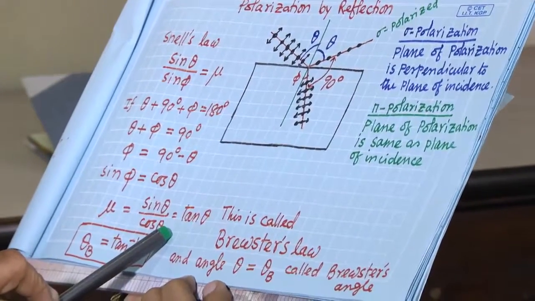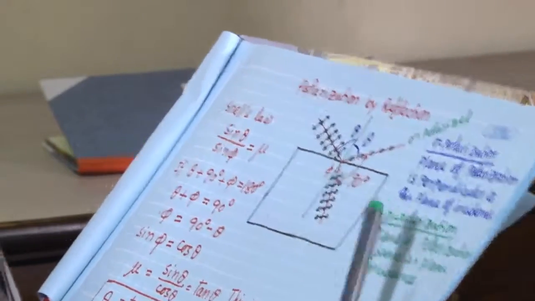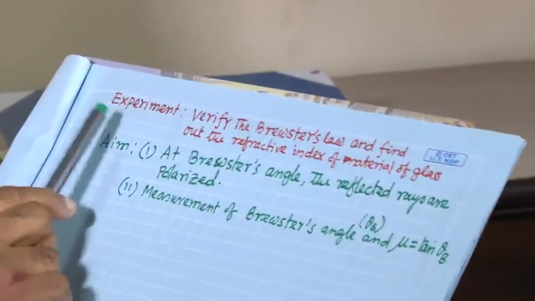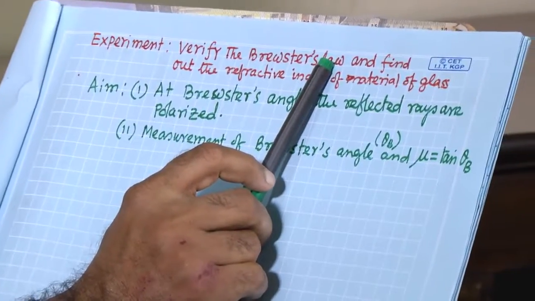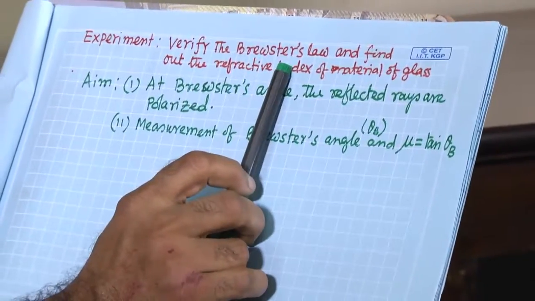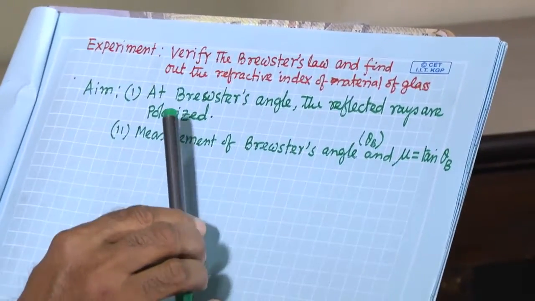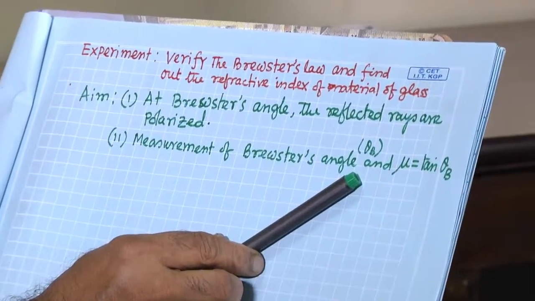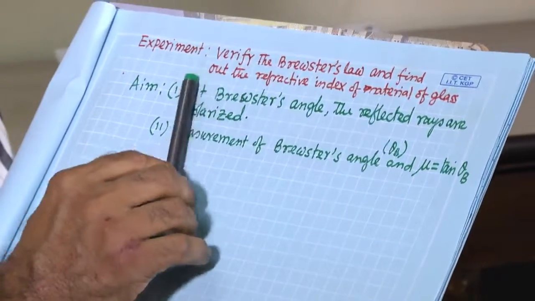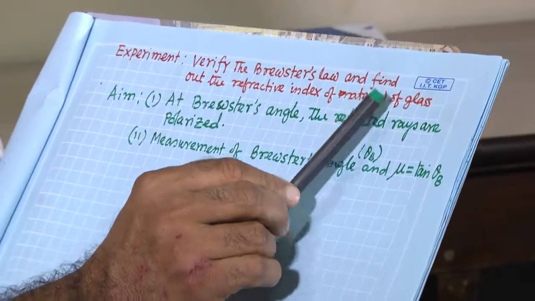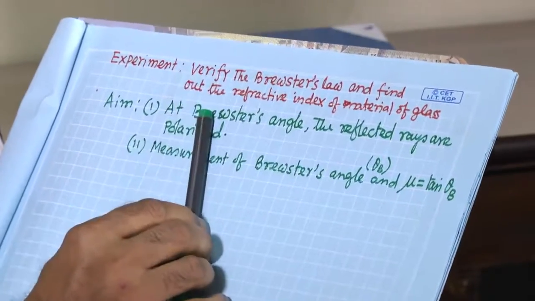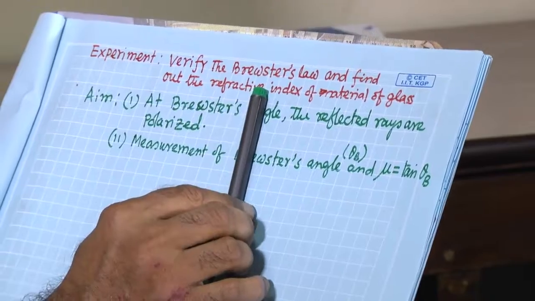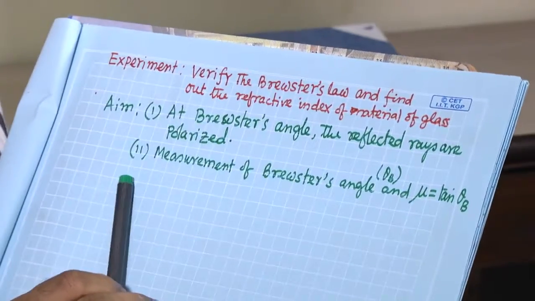So, we will demonstrate this experiment in the lab. The experiment is basically to verify Brewster's law, okay. What is Brewster's law? At a particular incident angle, the reflected light will be polarized, okay, and we find out the refractive index of the material of glass. In that condition, if you can measure the Brewster's angle, then we will be able to find out the refractive index of the material of glass, right.